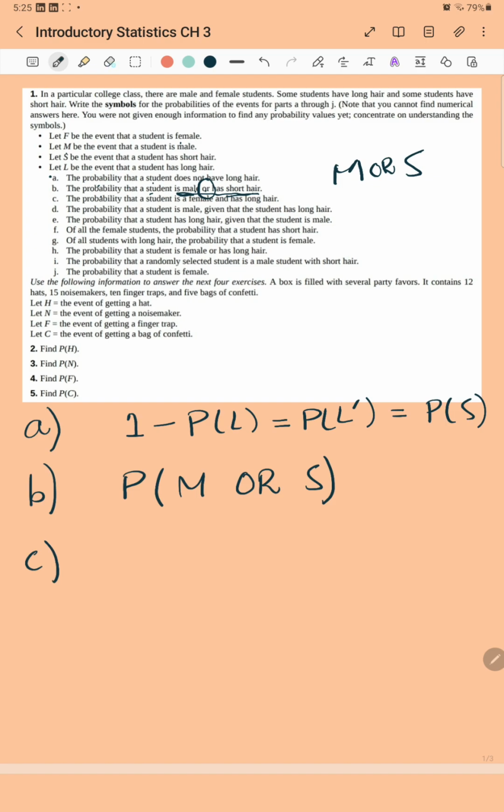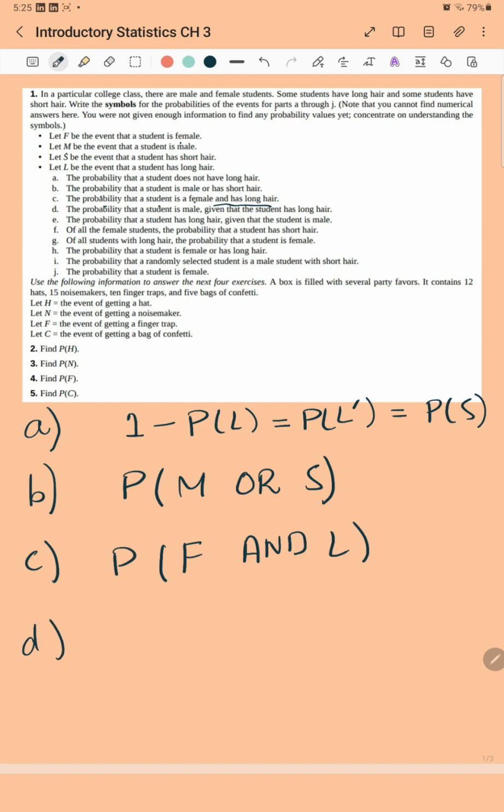C. Very easy question. In this you are just going to write the symbols. The probability that a student is female and has long hairs. They are saying female and long hairs, and is used. D. The probability that a student is male given that the student has long hairs.